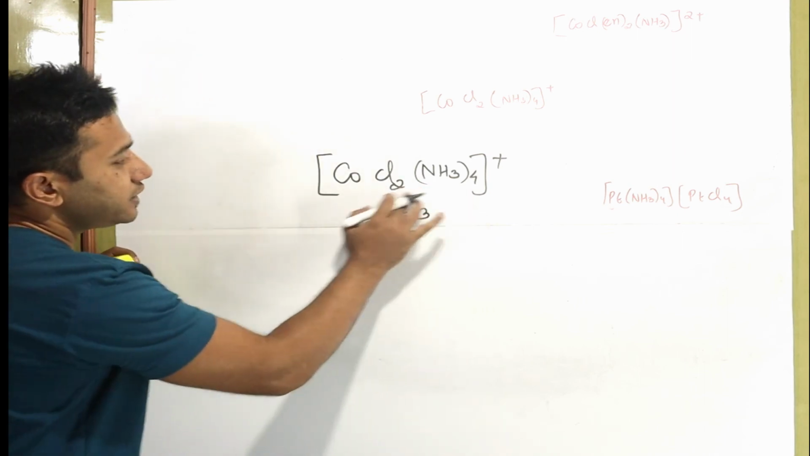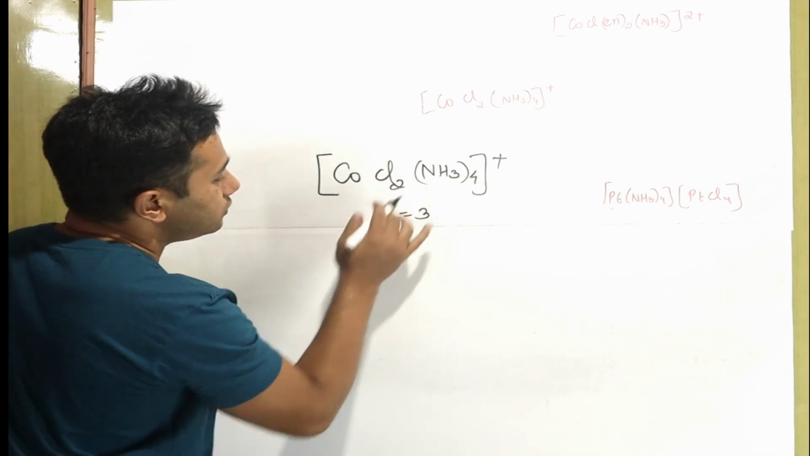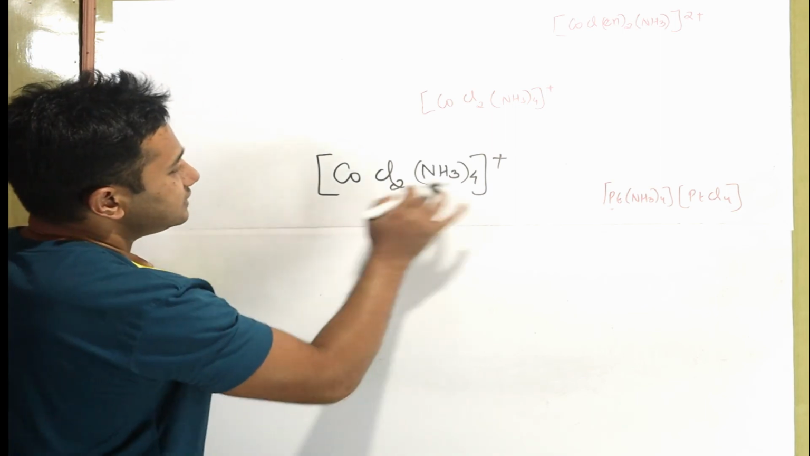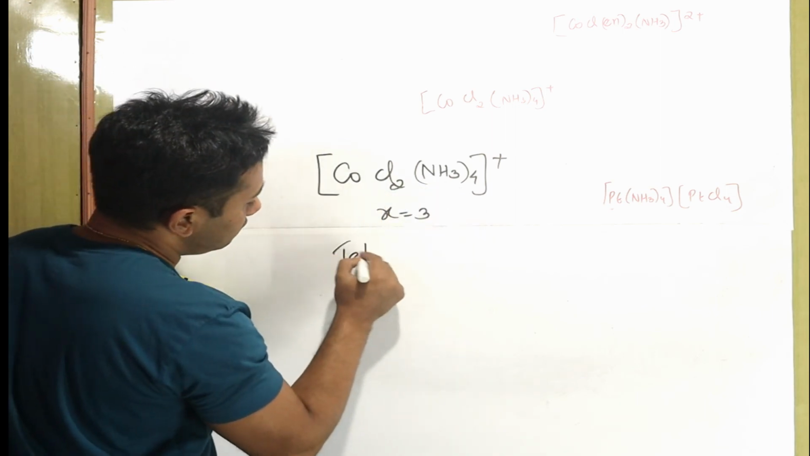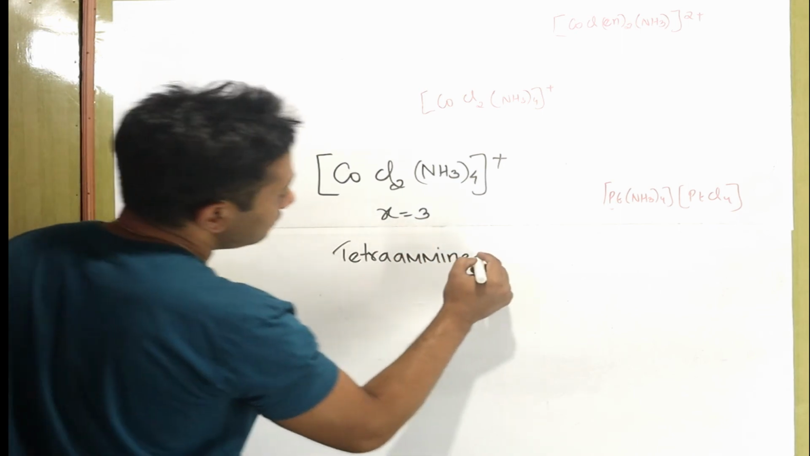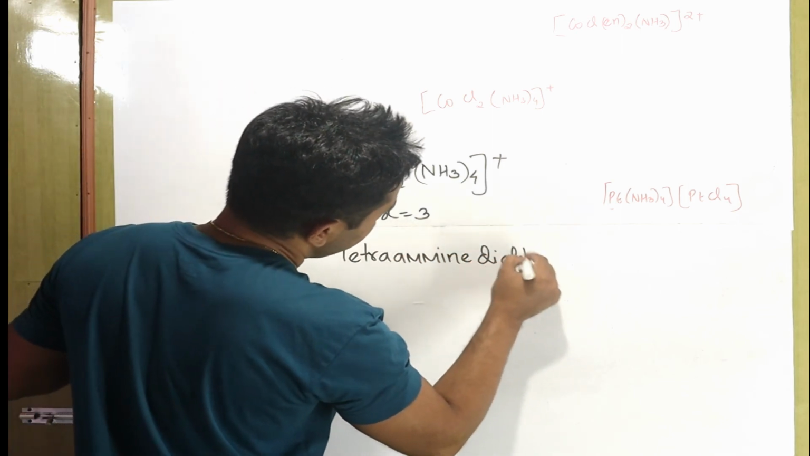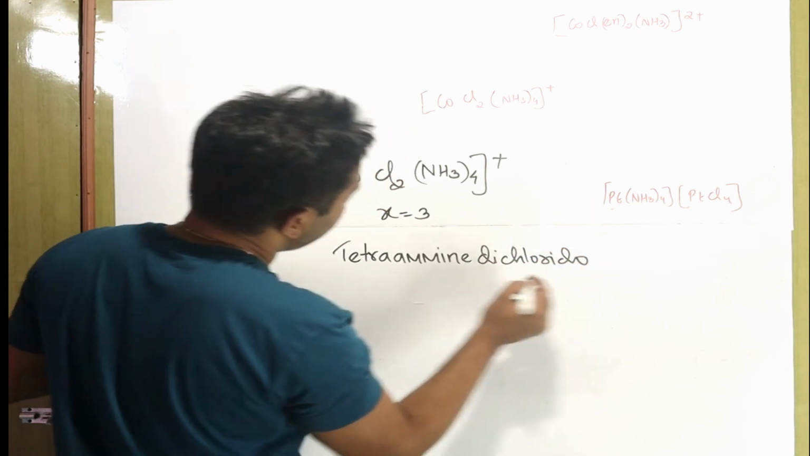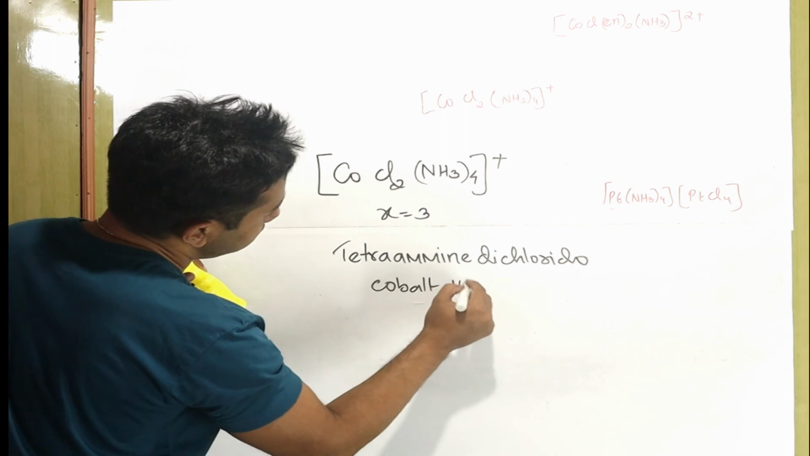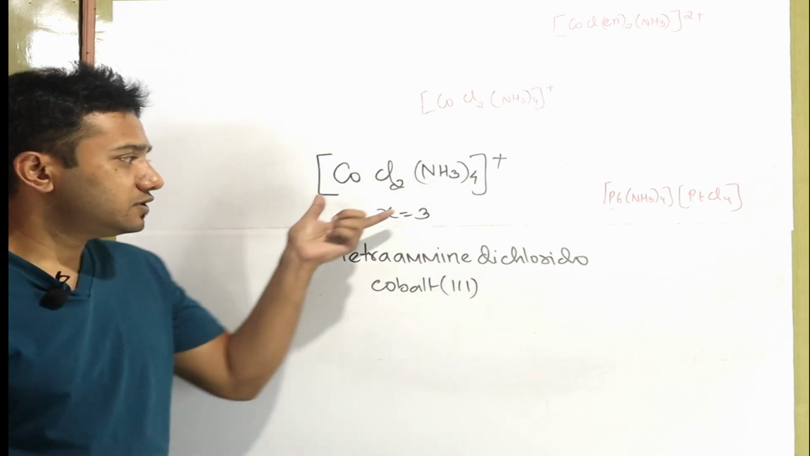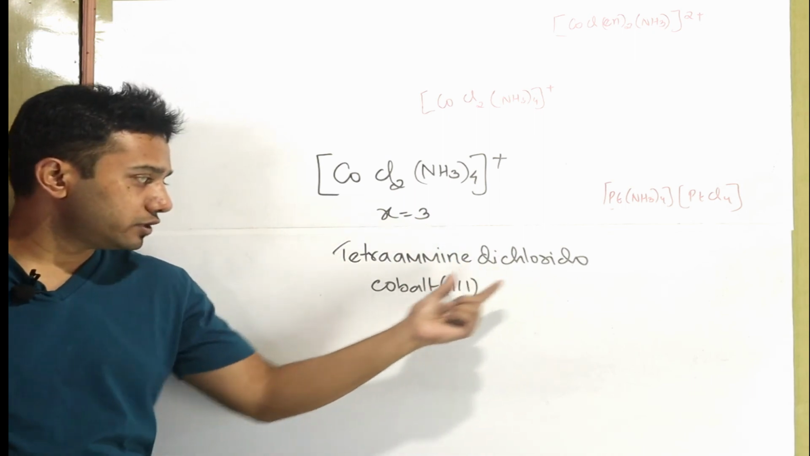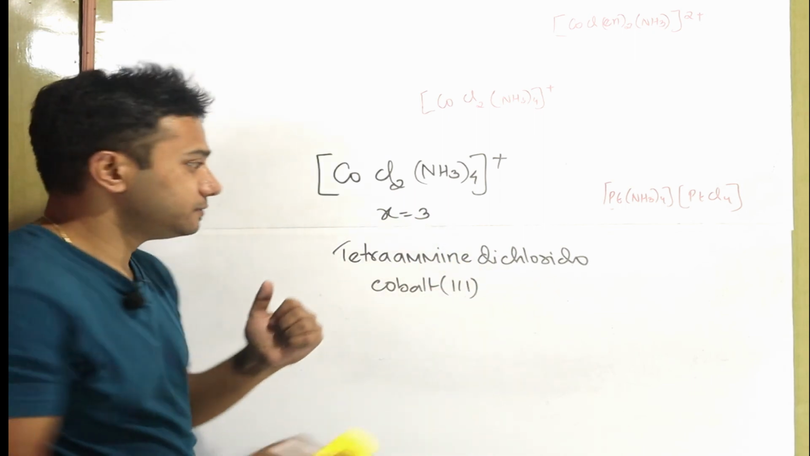So now there are two ligands. We're going to go with the alphabetical order. So we have, this is C, this is A. So we have tetraamine dichlorido cobalt 3. So the name of this coordination compound will be tetraamine dichlorido cobalt 3.